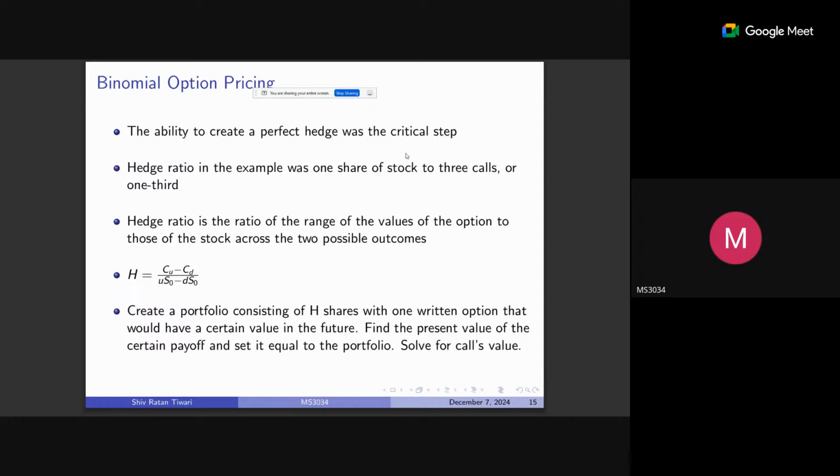What is the hedge ratio? The hedge ratio tells us how many options are required to hedge against the purchase of one particular share. How do we find this? We find it by a ratio: the hedge ratio is defined as the ratio of the range of the values of the option to the range of the stock prices.